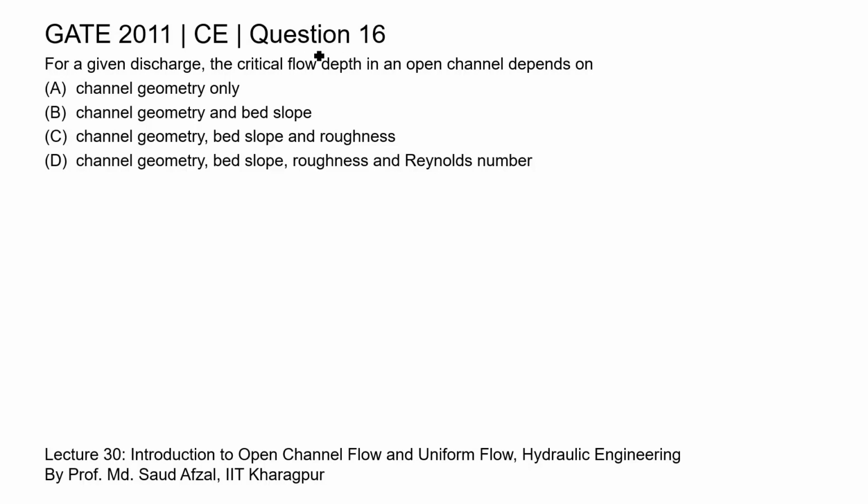This is question 16 of the civil engineering paper of 2011. For a given discharge, the critical flow depth in an open channel depends on. So in this question, it is given that for a given discharge, the critical flow depth in an open channel depends on. There are various parameters given. We need to select the correct parameter on which the critical flow depth depends.